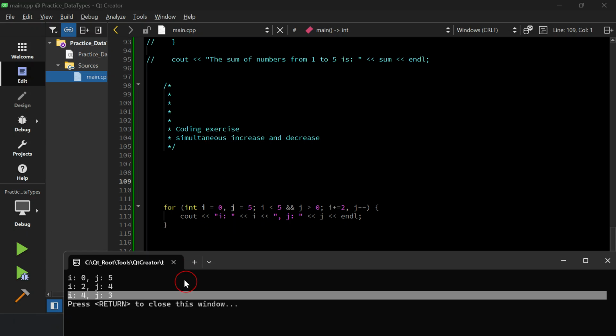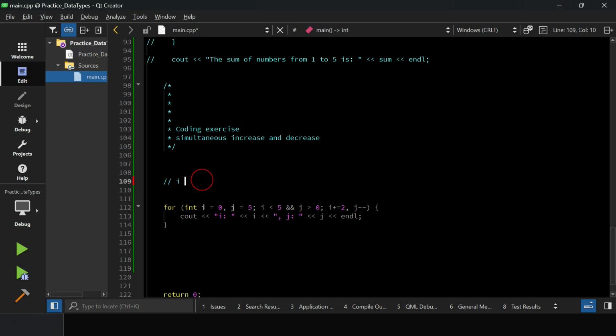We print this, and then in the next iteration, i increases by two, so i would be 6 and j decreases by one, so j would be 2. So let me write it down here. i equals 6, j equals 2. So in this case, this part does not pass. Why? j is greater than 0, no doubt about that. But i is not lower than 5 because its value is 6 now.